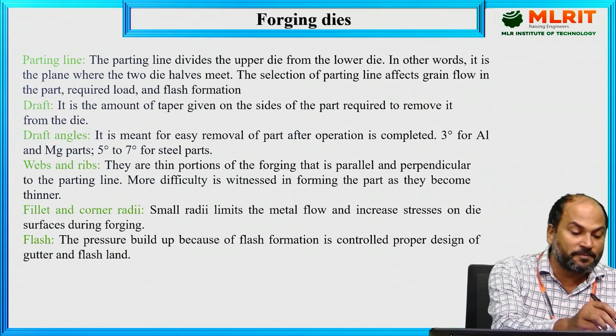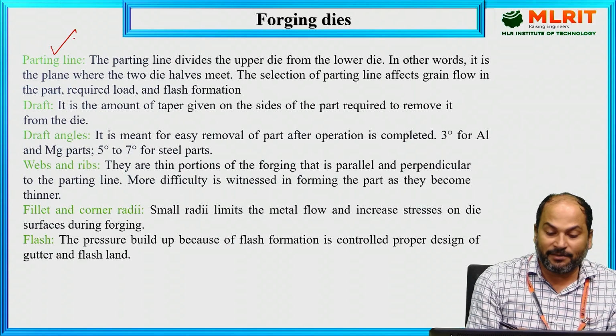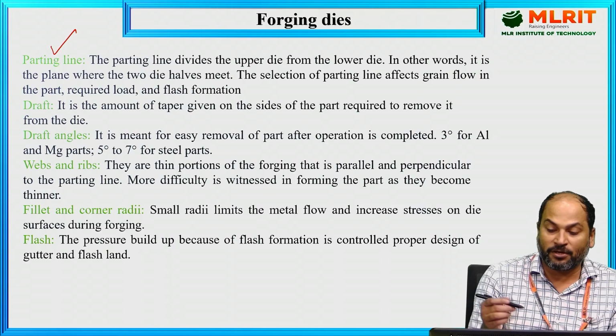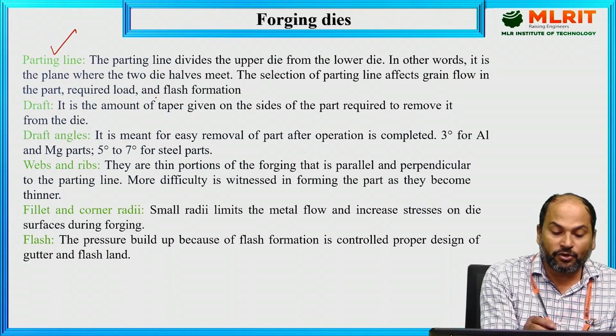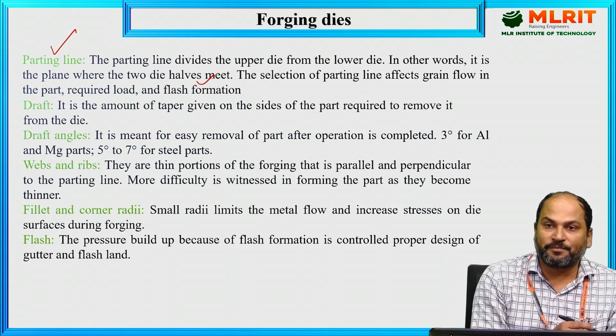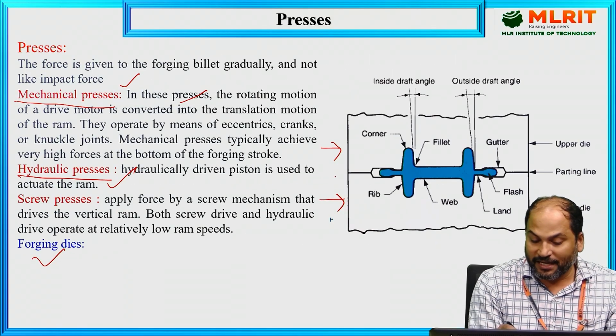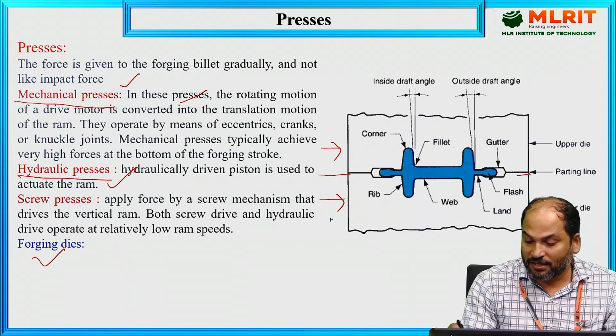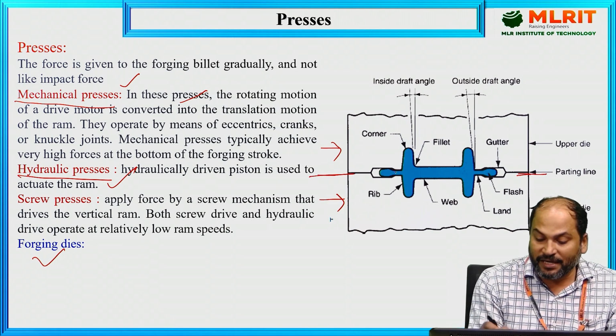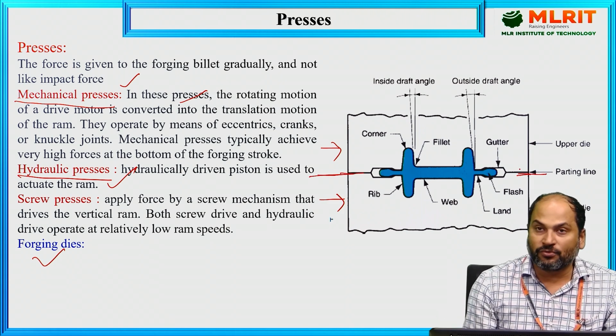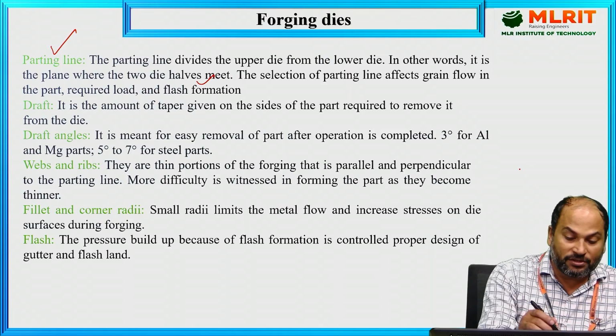The first one is parting line. Parting line means the line that divides the upper half from the lower half. In other words, it is the plane where the two die halves meet. You can see in the diagram where the parting line is. This is one half and this is the other half. Where they are meeting, this line is known as the parting line.